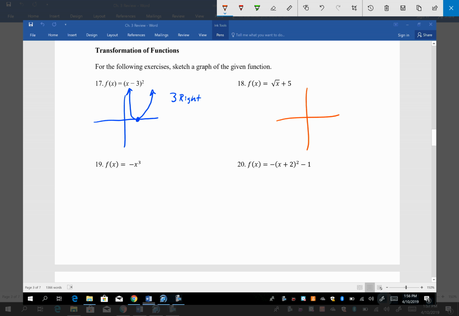Let's keep going. 18. What kind of function is 18? The square root function. Do you remember what that looks like? It's like a parabola that's on its side, but only half of it. And the plus 5 is where? Outside. So it's going to move up 5. It starts here and makes its way over there. So that's 5 up. Square root of x is always going to look something like that.